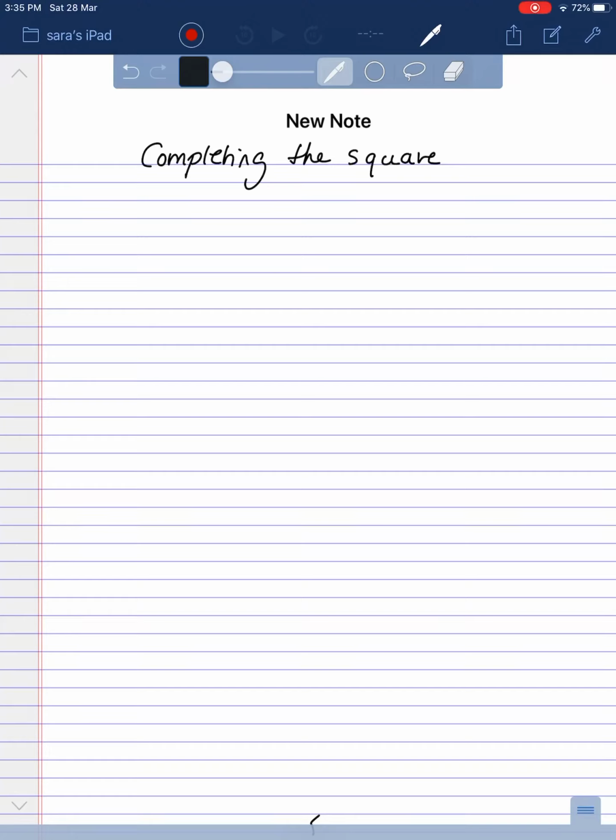Hi, we will start today our revision about completing the square. Completing the square is a method used in order to solve quadratic equations. I posted on Google Classroom a PowerPoint presentation just to remind you about how we solve quadratic equations by factoring, by trial and error.